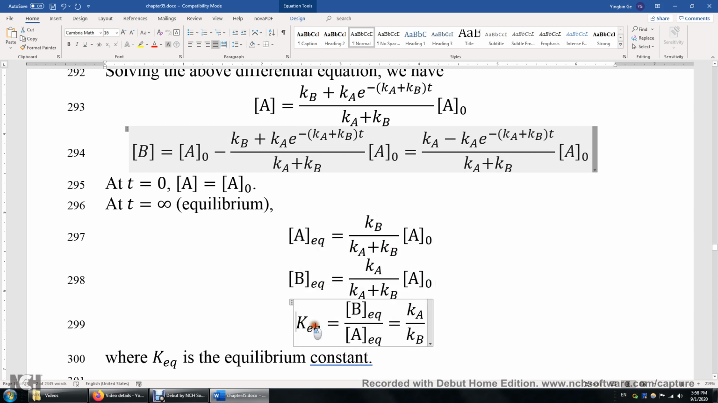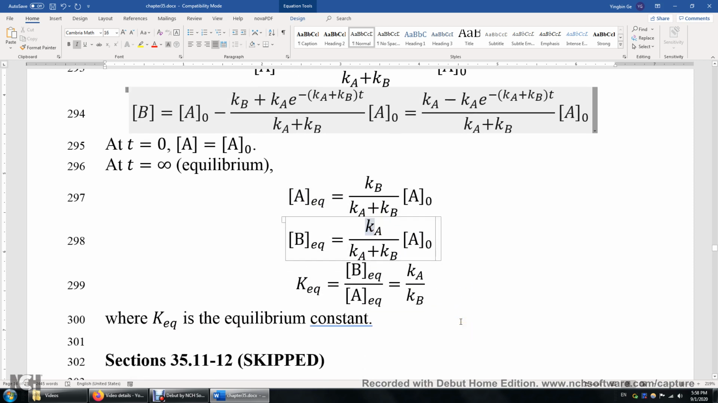And then the equilibrium constant is B over A. And if you do B over A, it happens to be Ka over Kb. And it does make sense. Why? Because again, at the dynamic equilibrium, the forward reaction rate is equal to the reverse reaction rate. The forward reaction rate is Ka times the concentration of A. The reverse reaction rate is Kb times the concentration of B. And at equilibrium, Kb times B is equal to Ka times A.